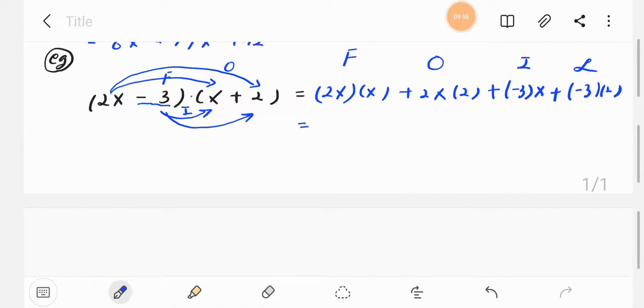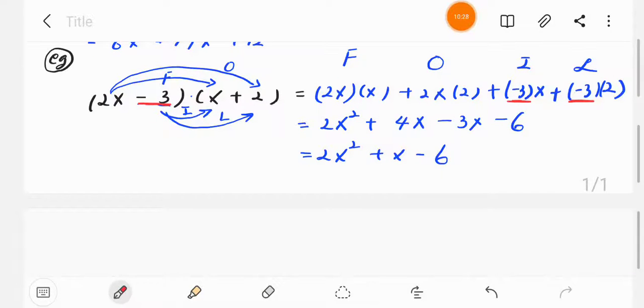Alright, so this is equal to 2x squared plus 2 times 2 is 4x. Then negative 3x. So plus negative 3 means minus, right? So minus 3x. Also this one is the same. Plus, and then this number is negative 6. So it will be minus 6. And then combine the like terms. 2x squared plus x minus 6. So this is the result.